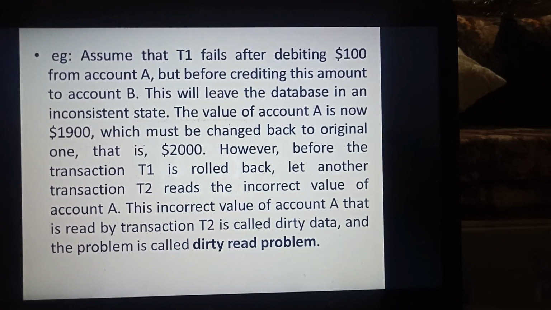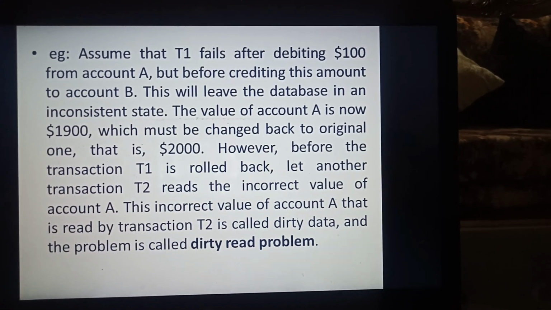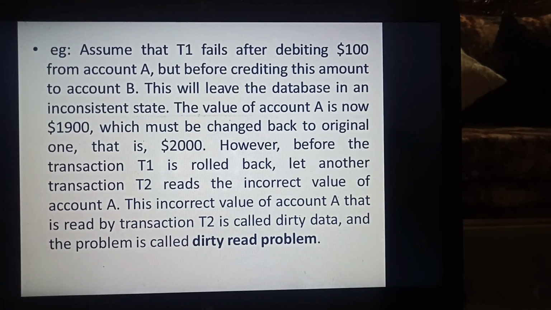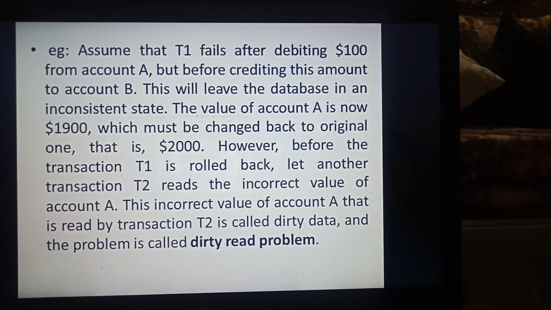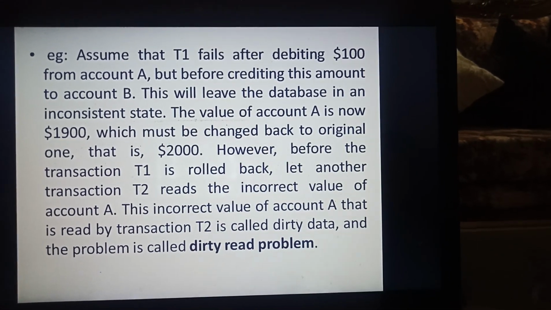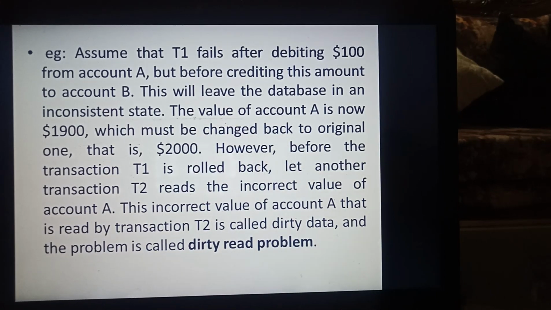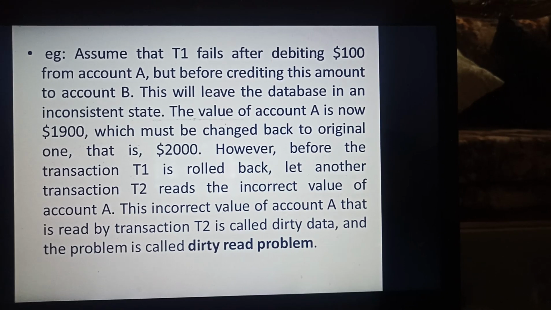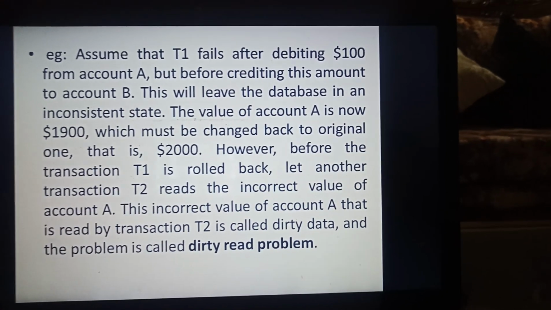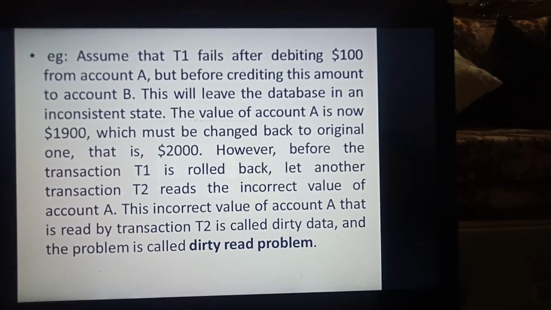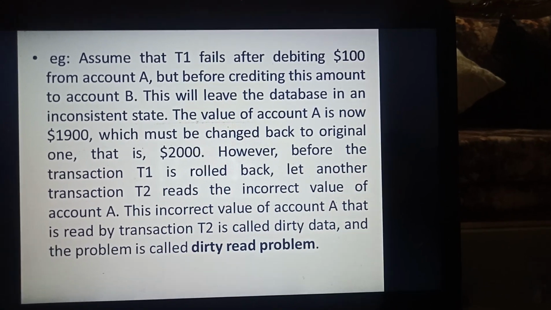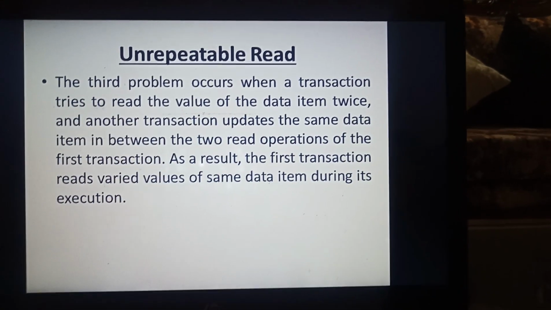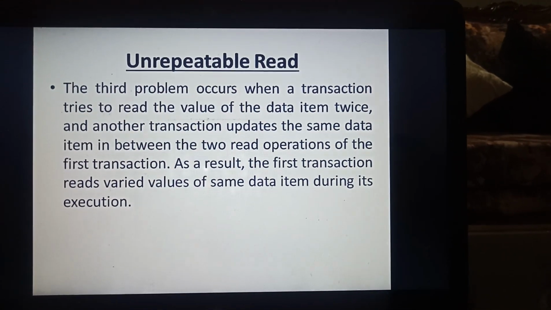So it should come back to its original value, but the new value updated is $1,900. However, before the transaction T1 is rolled back, let another transaction T2 read the incorrect value of A. Now transaction T2 will read an incorrect value, that is $1,900. So this incorrect value of account A that is read by transaction T2 is called dirty data, and the problem is called dirty read problem. Third problem is unrepeatable read.